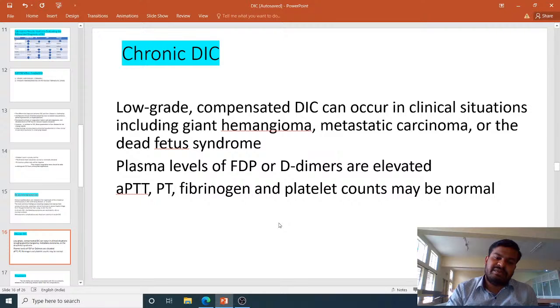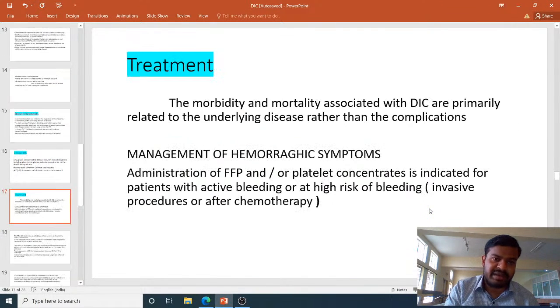So chronic DIC, what is chronic DIC? Low grade compensated DIC can occur in clinical situations, including giant hemangiomas, metastatic carcinomas, or dead fetus syndrome. Plasma levels of fibrin degradation products or D-dimers are elevated, and aPTT, PT, fibrinogen and platelet counts are usually normal. So these findings are seen in chronic DIC. You should keep this in mind.